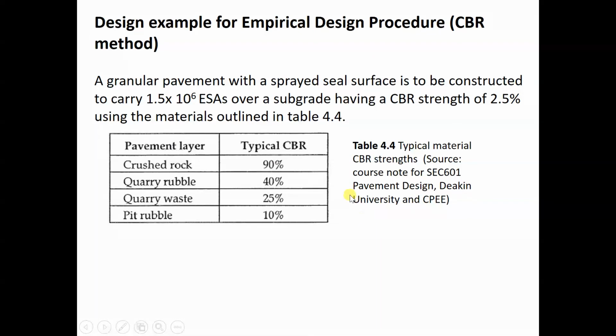So we have a look at the example here. The typical pavement layers: we have a pit rubble, we have a quarry waste, we have quarry rubble, we have a crushed rock. Okay, so in this example, the road is going to carry 1.5 times 10 to the power 6 ESA, and the subgrade has a strength of 2.5%.